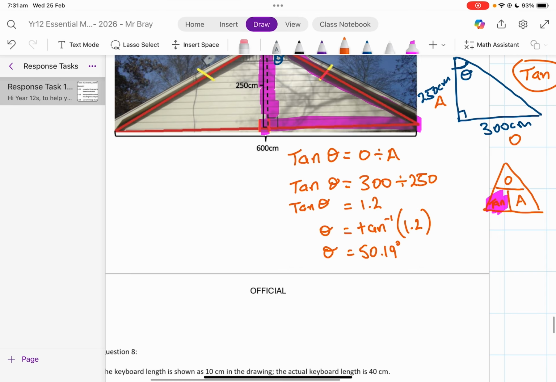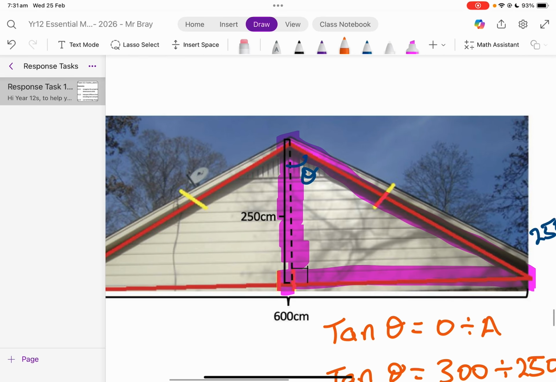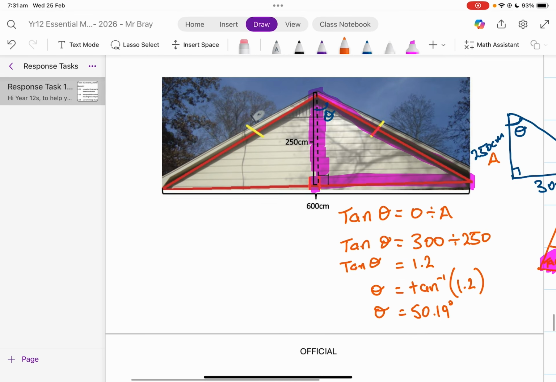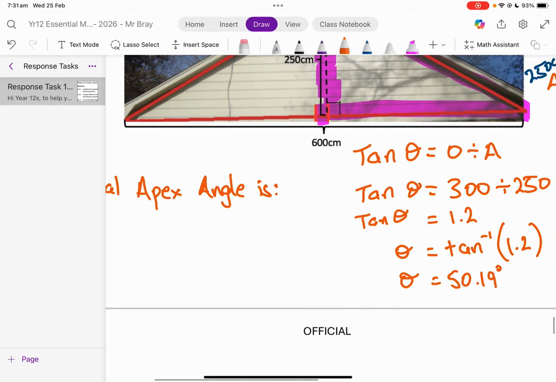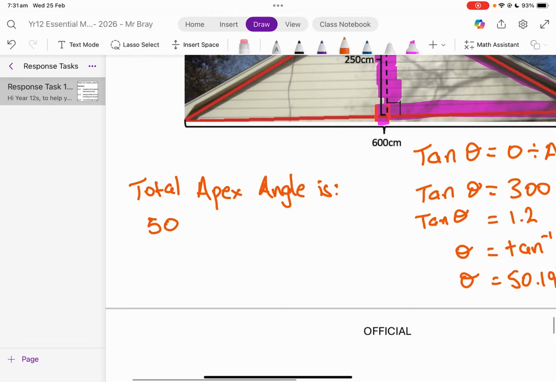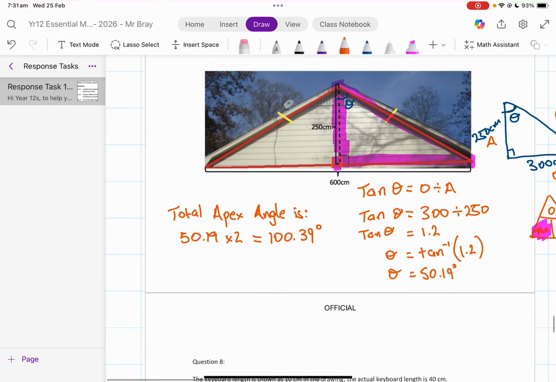Just going to check what kind of accuracy they're looking for. No, it just says what is the size of the angle. So that's theta, which is just half of the total angle. So the total apex angle is 50.19 times 2, which is equal to 100.38, or technically if you keep the rounding from the calculator, it's actually 100.39 degrees. Cool.